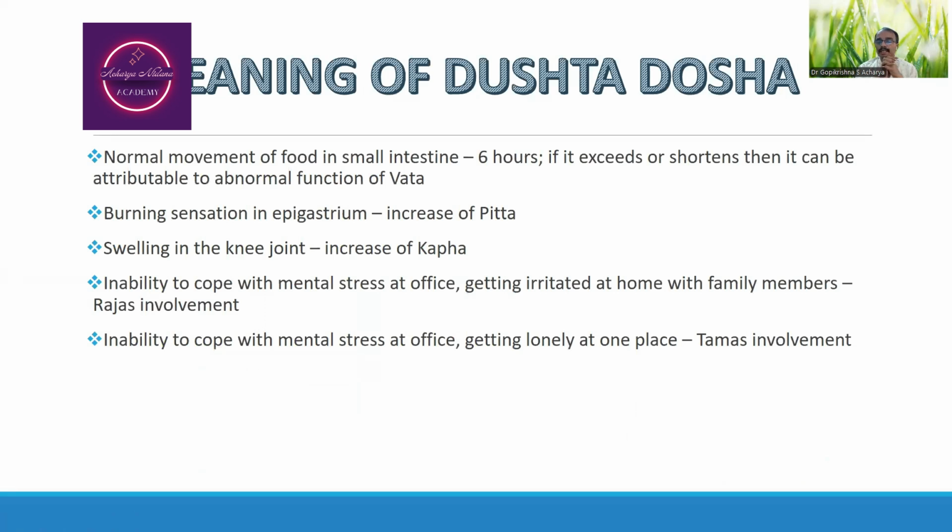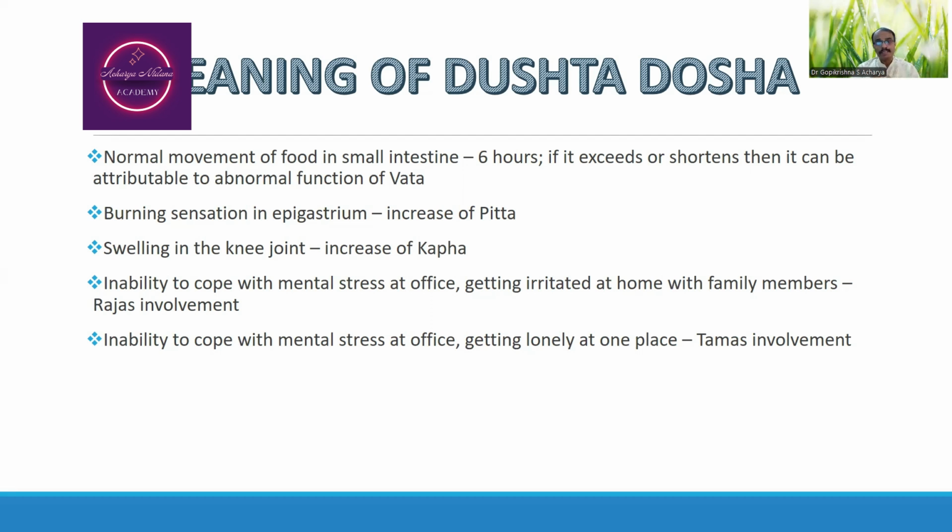As far as the meaning of Dushta dosha is concerned, we know that the normal movement of food is happening in the small intestine. Food will stay in the small intestine for up to 6 hours. If the food remains in the small intestine for 8 or 10 hours, then it is considered to be Dushta dosha itself. If the stasis of the food in the small intestine is only up to 2 hours, then it is considered to be abnormal functioning itself. So we are going to predict increased Vata dosha in case of the stasis of food in the small intestine being up to 2 hours. In this way, abnormal functioning of Vata dosha can be predicted.